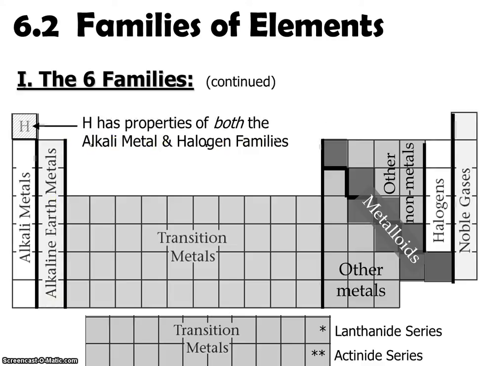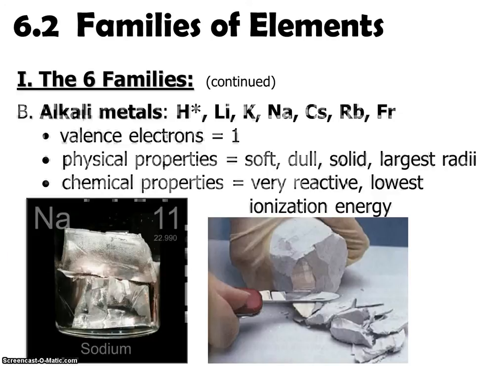The first ones we're going to look at are the alkali metals, which is the very first column on the left, as you can see here on the periodic table. The alkali metals include hydrogen, lithium, potassium, sodium, cesium, rubidium, and francium. So all the elements in the first column. They all have one valence electron.